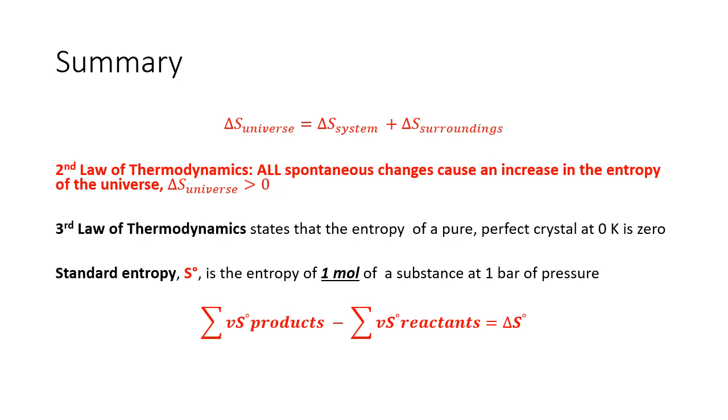And due to that, we know that we've got a state function. So the standard entropy, S naught, is the entropy of 1 mole of a substance at 1 bar of pressure. And finally, because of that, the sum of the entropy of the products minus the sum of the entropy of the reactants is equal to the standard entropy change for a reaction.